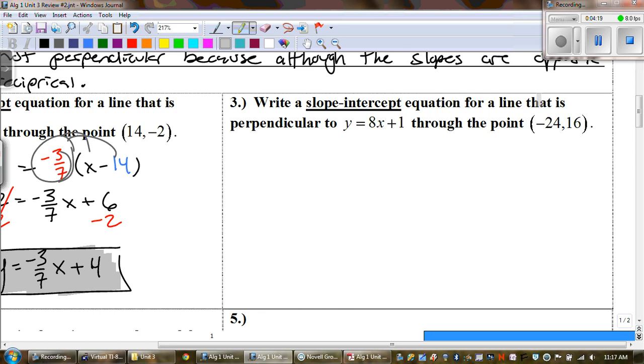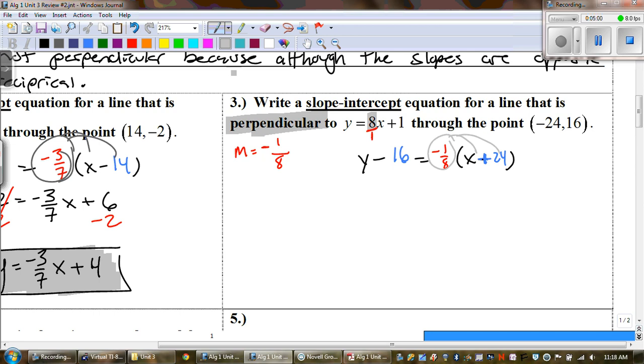Okay, write a slope-intercept equation that is perpendicular to y equals 8x plus 1 and through the point -24, 16. All right, so I need the opposite reciprocal of that. So opposite, that means it's going to be negative, and reciprocal we have to flip. Okay? And now we just plug in. We got -1/8. Then we got 16, and that turns into positive 24. Remember, no double signs. Go ahead and distribute.